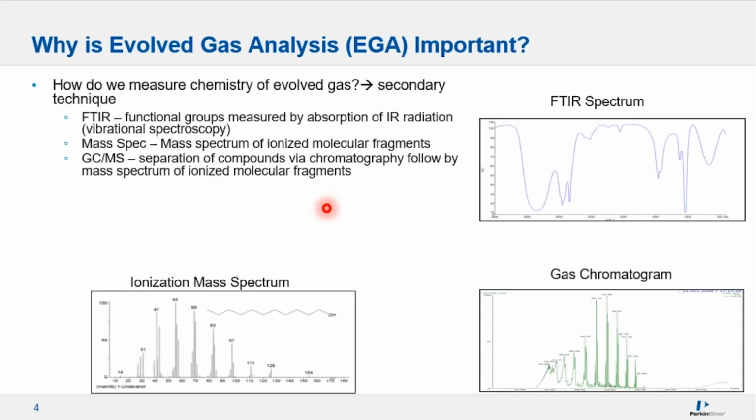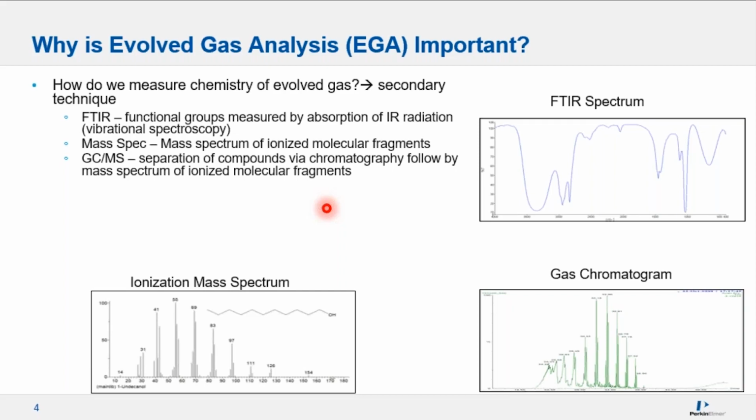Okay, so let's discuss the analysis of the evolved gas in a little bit more detail. There's several ways that we can go about analyzing the evolved gas. If we use FTIR, we probe the molecular structure based on absorption bands of different molecular bonds in the evolved gas. When measuring gas phase spectra, we can see molecular vibrations and rotations.